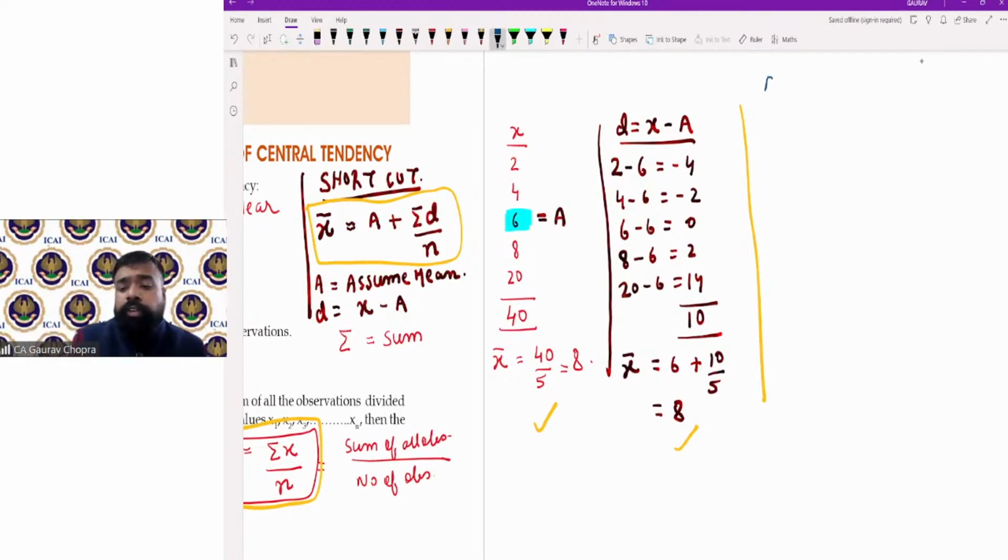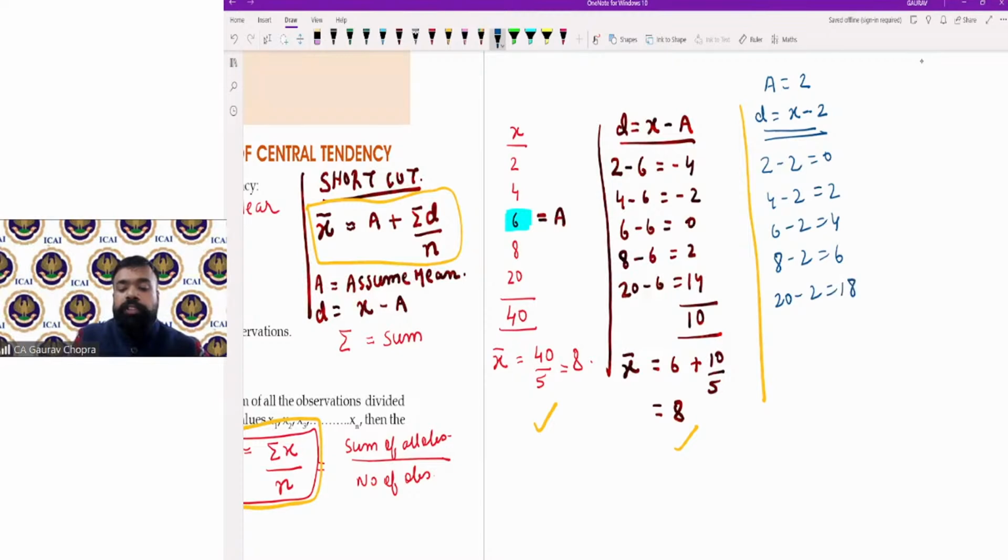Let's say if we are assuming 2, then will the result remain same or it will change? So this time you have to take deviation from 2. 2 से आपको deviation लेना पड़ेगा. So 2 minus 2 will give you 0. 4 minus 2 is 2. 6 minus 2 gives 4. 8 minus 2 gives 6. And 20 minus 2 gives 18.